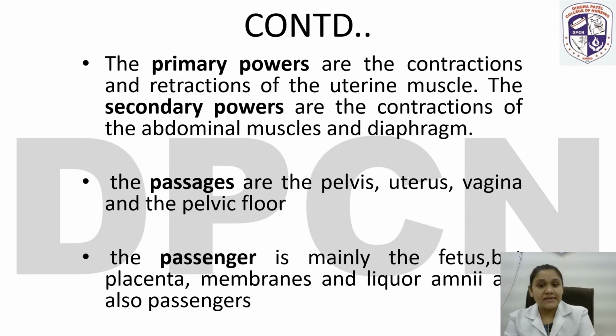Which are the passages? Where the baby is going to come out: that is the pelvis, uterus, vagina and the pelvic floor. These are the important things that have to be there to expel out the baby. Which are the passengers? Passengers are mainly the fetus, right, the baby, the placenta, and the membranes, like the amnion, right? These are the passengers.